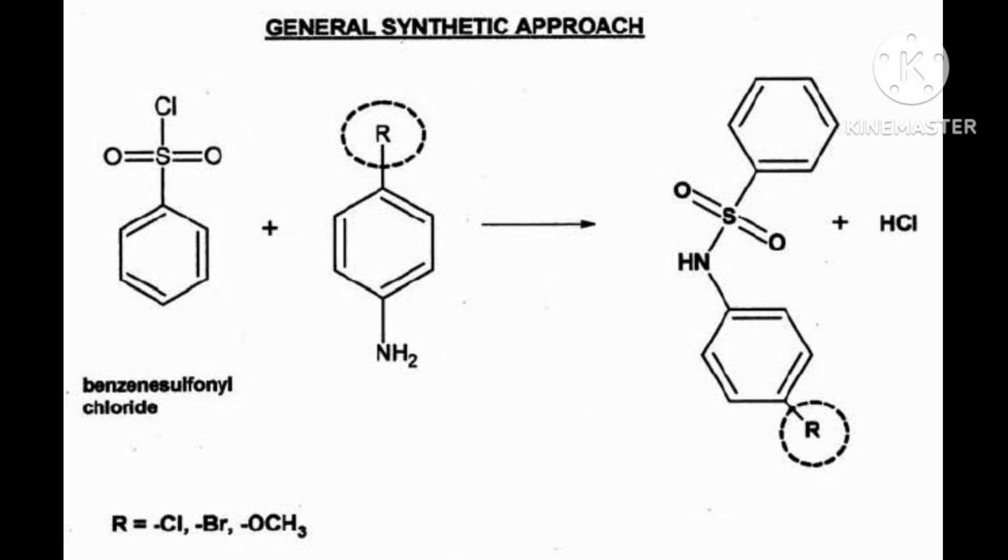This property is actually used for the distinction of primary, secondary and tertiary amines, and also for separation of a mixture of amines. However, these days benzene sulfonyl chloride is replaced by para-toluene sulfonyl chloride. From that also all this reaction can take place.